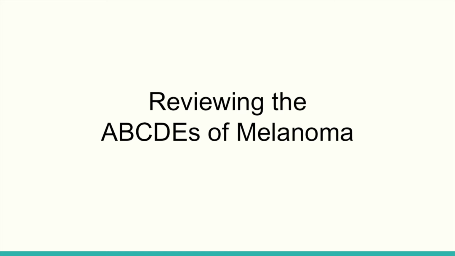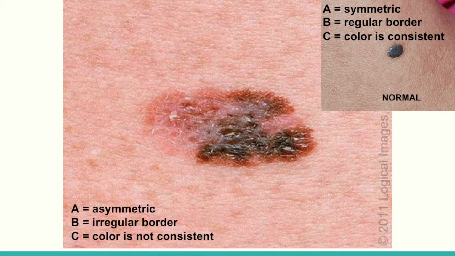So let's review the A, B, C, D, E's of melanoma and compare them with pictures that you probably have already seen in the pretest, and look at them in comparison with normal moles. If you look at the mole in the larger picture, that's melanoma. And if you look at the A, we can see that it's asymmetric. It's really difficult to draw a line through that and fold it onto itself. The border is irregular, and the color is not consistent. We have dark black areas all the way into red areas.